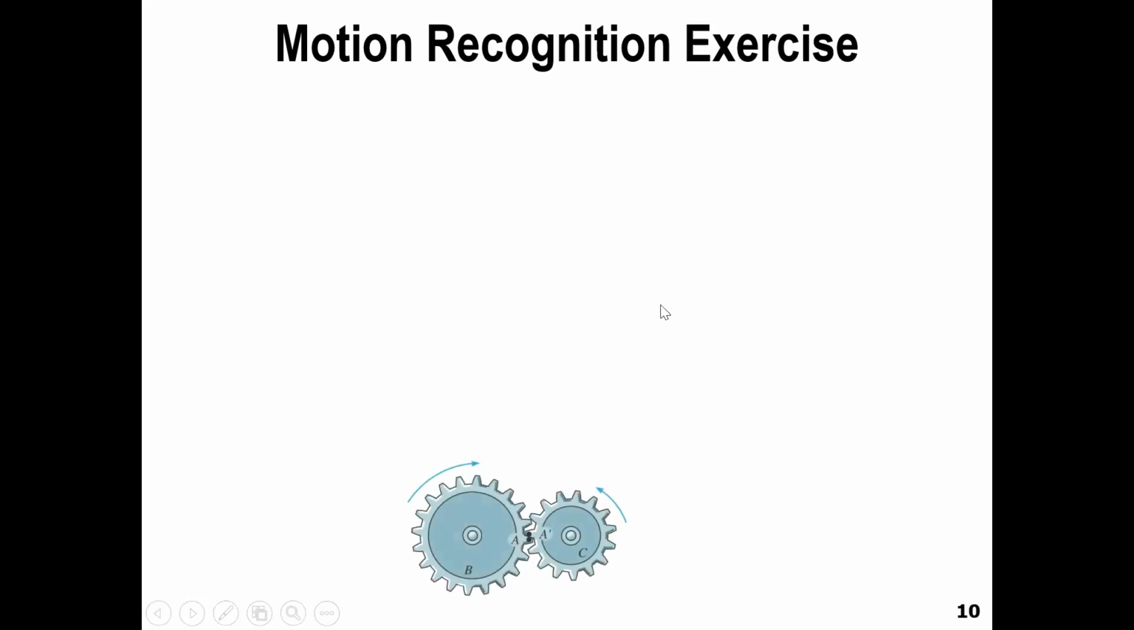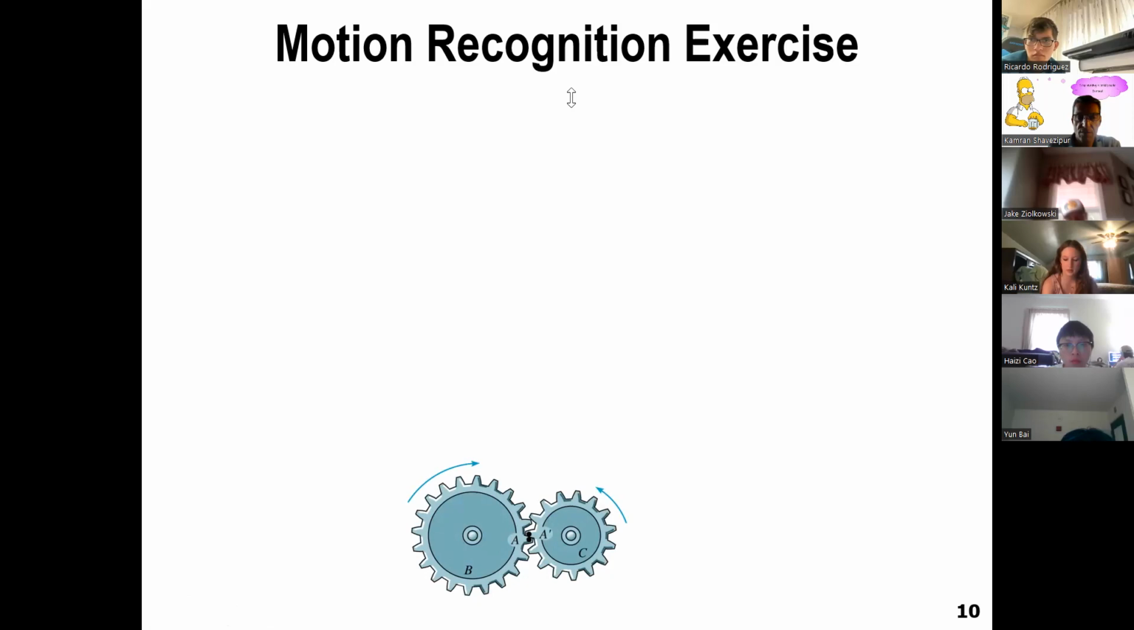So I'm going to ask you a question about this, and then we're going to stop it here. You guys tell me what kind of motion we have here between gear B and C. Two gears are engaged, rotating. What kind of motion do we have? Pure rotation, because each of them rotates about its center.